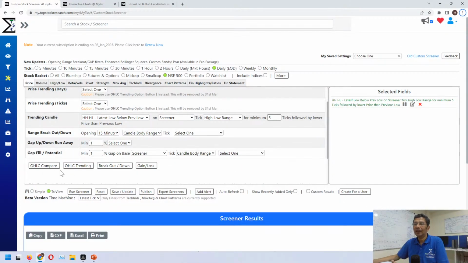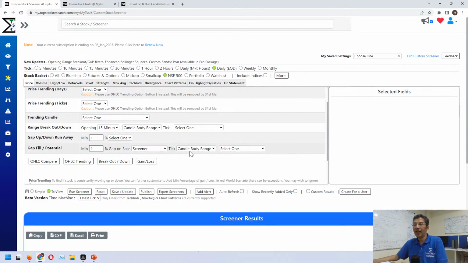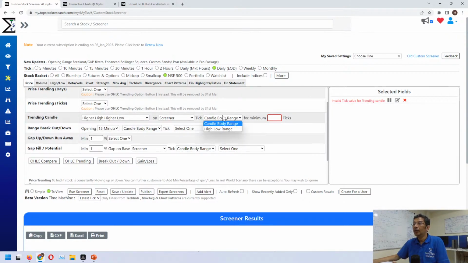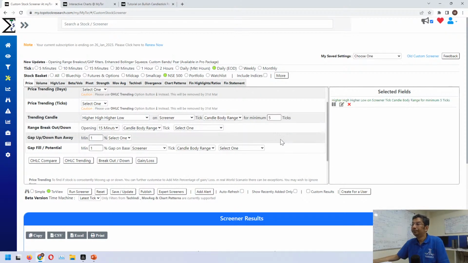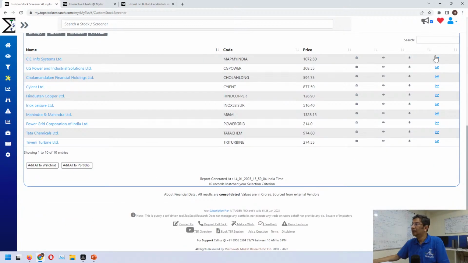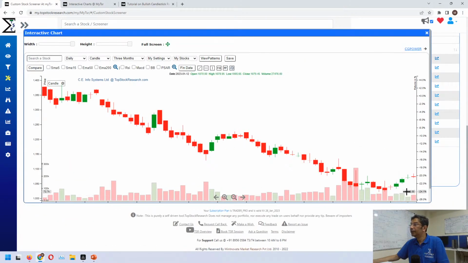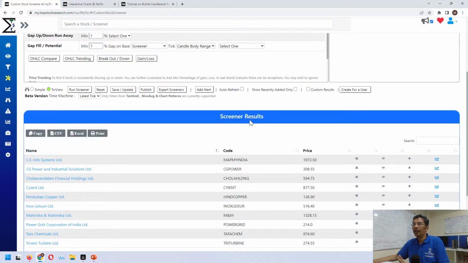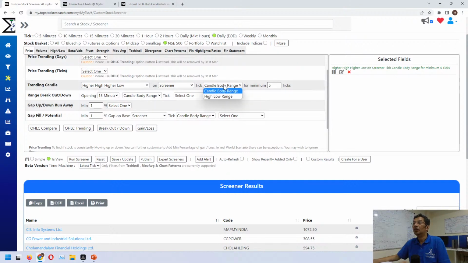Okay, so coming back to our favorite place where we started this entire session, trending candle, right? So going into higher highs, higher lows, you can either work on bodies or you can work on HL. Clicking on 5, you'll see 5 candles which are continuously going up in terms of their range. Some of them may be green, some of them may be red. If you are interested only in one, in this one we don't have that yet, to get only green or red candles, but we'll add that shortly. So this is one thing where you can get a trending candle.